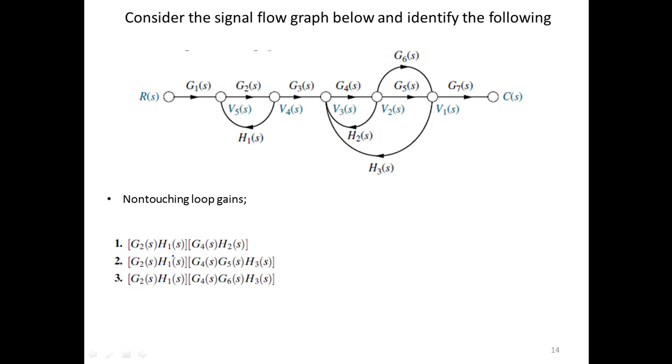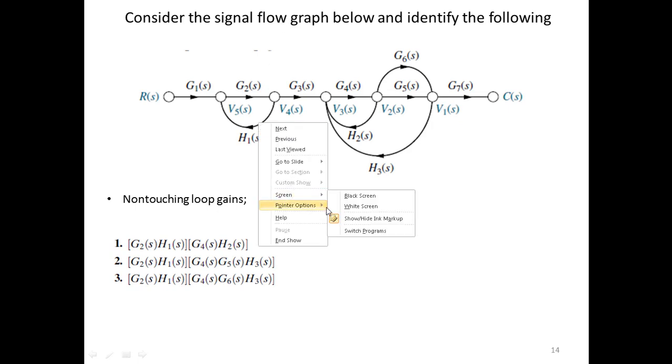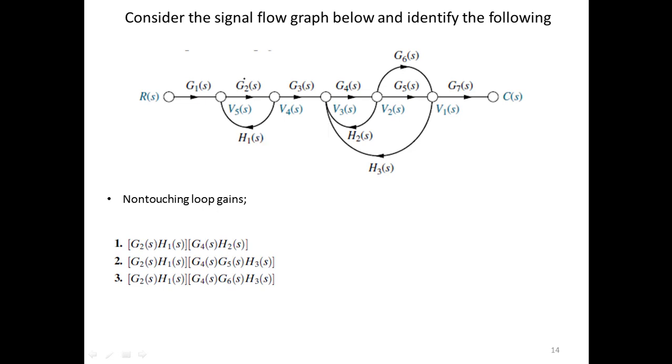So the next thing is basically to find the non-touching loops. You can see that this loop, let's say this is V5, that is G2H1, is non-touching with G4 H2. Similarly, this loop is non-touching with G4 G5 H3, and this loop is non-touching with G4 G6 H3.